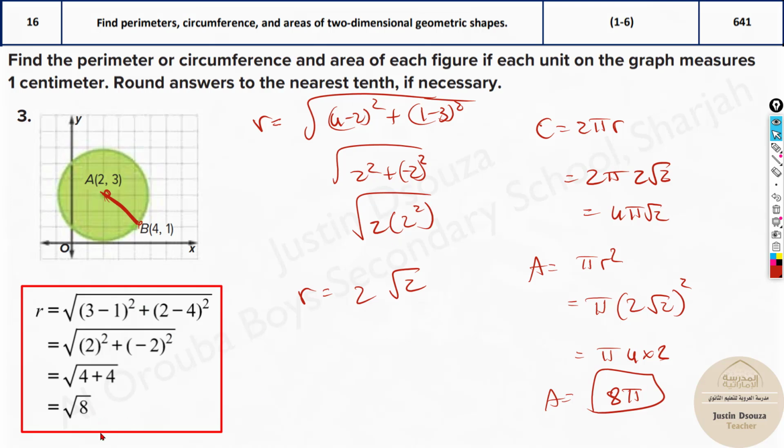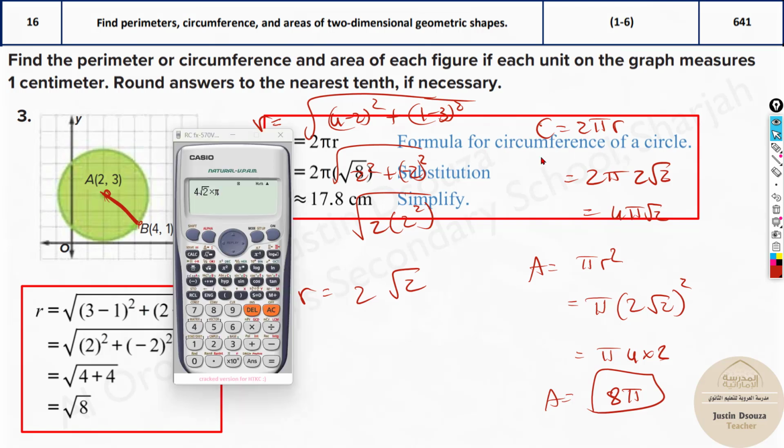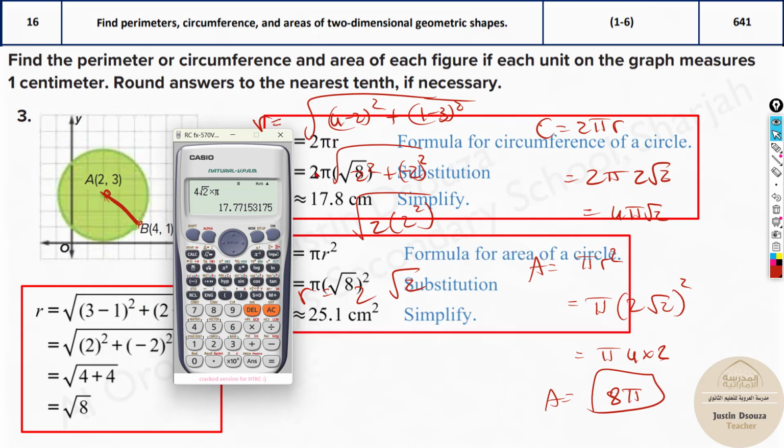They have considered root 8, which is the same as 2 root 2 itself. It's fine. Oh, I forgot it's nearest 10th. So we need to use our calculators. Here you can see the perimeter, sorry, the circumference. For a circle, we don't call it perimeter, it's circumference. It is 4 pi root 2 or 4 root 2 pi. That is equal to 17.77, which will correspond to 17.8 centimeters, nearest 10th. That's the circumference.